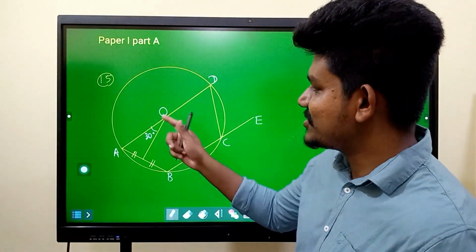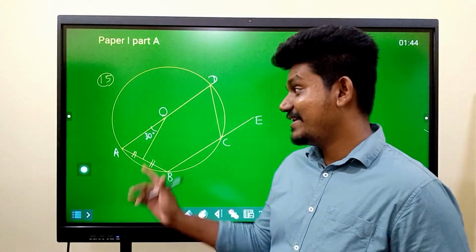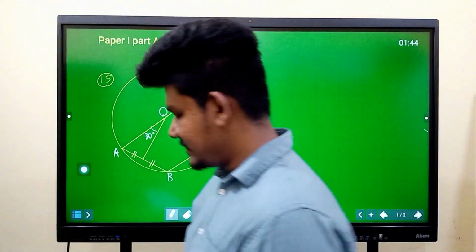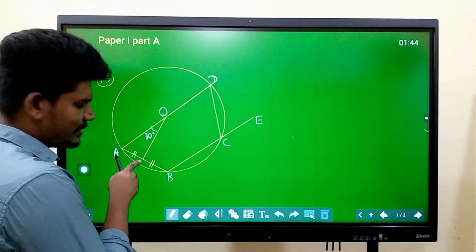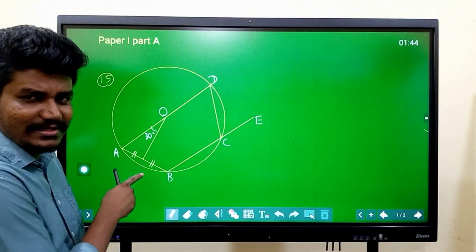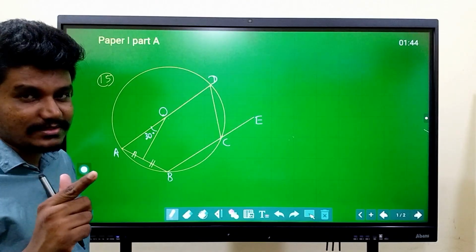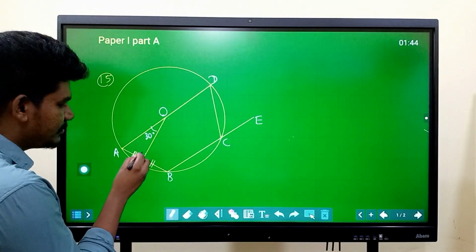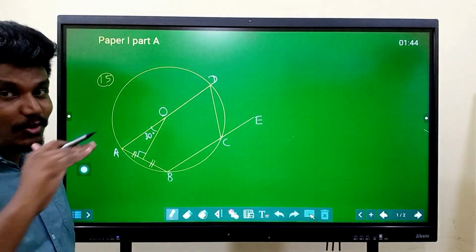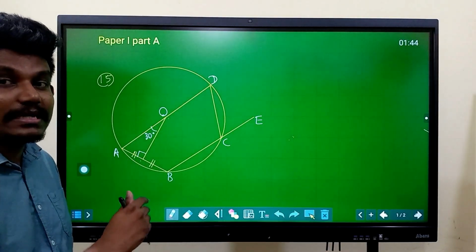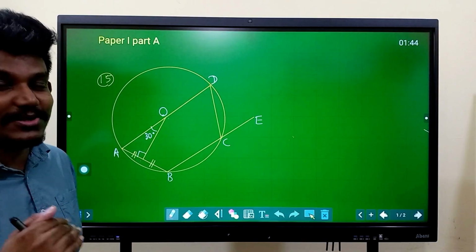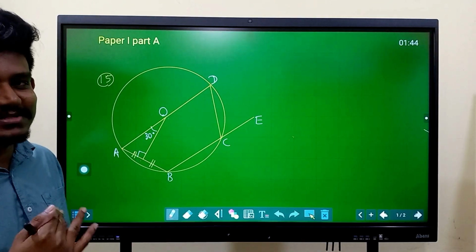Right. Let's see question number 15. It's very easy, right? Look at this. As per the question, the line drawn from the center to the midpoint of the chord AB, isn't it? So what happens with the line? That line segment is perpendicular to the chord AB, right? The line drawn from the center to the midpoint of a chord is perpendicular to the chord. That's one of the theorems that we have to apply.